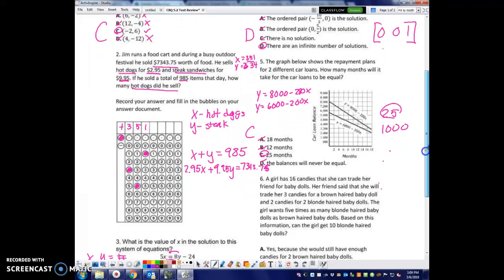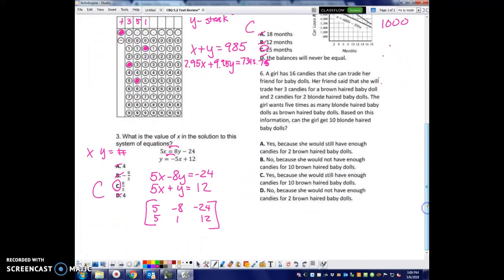All right, number 6. Now let me warn you, number 6 is a doozy, which means it's kind of hard. So I suggest writing out everything you know about this problem as you're doing it, or the problem that looks like number 6 on the test. So a girl has 16 candies that she can trade her friend for baby dolls. Her friend said that she will trade her 3 candies for a brown-haired baby doll. So 3 candies will get her 1 brown-haired baby doll. And then 2 candies will get her 2 blonde-haired baby dolls.